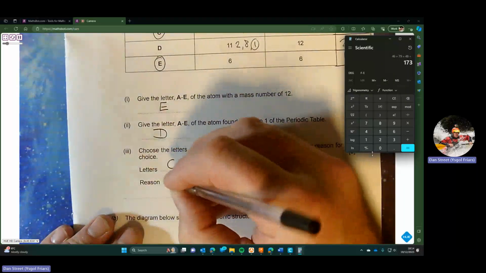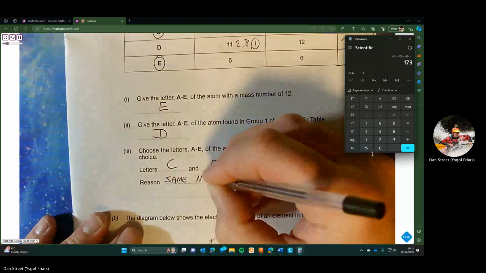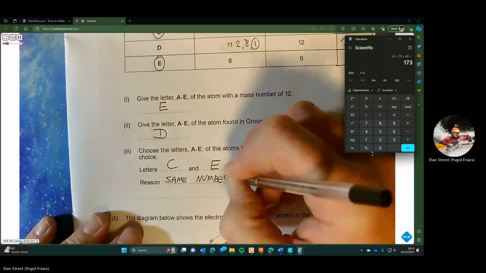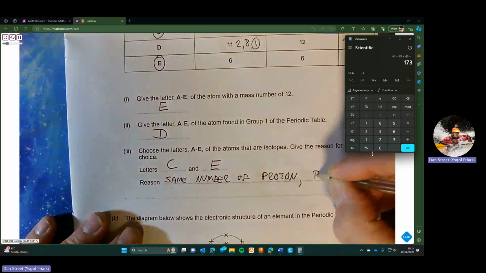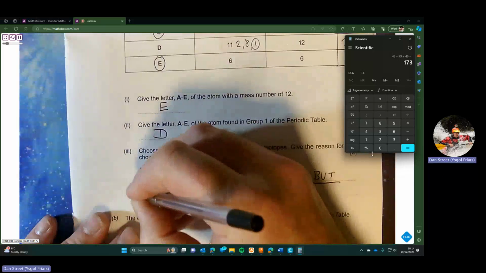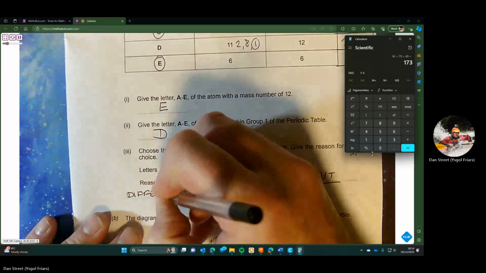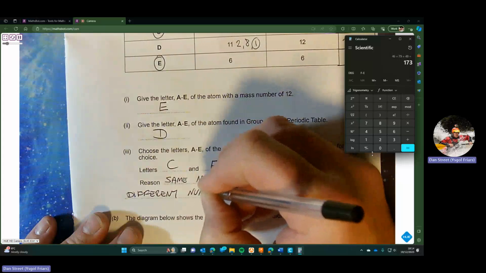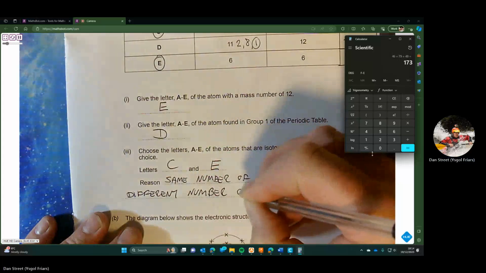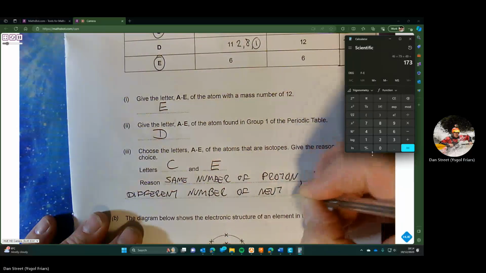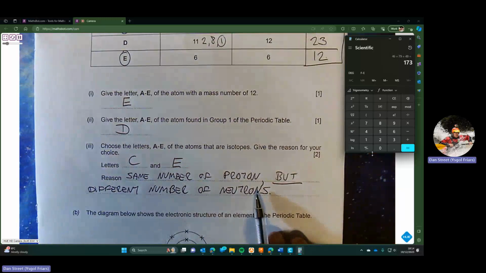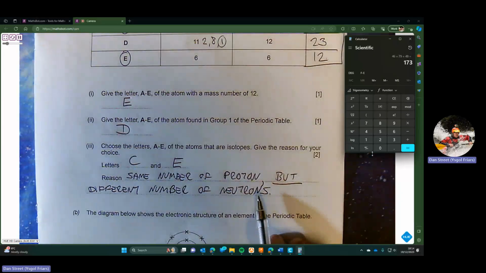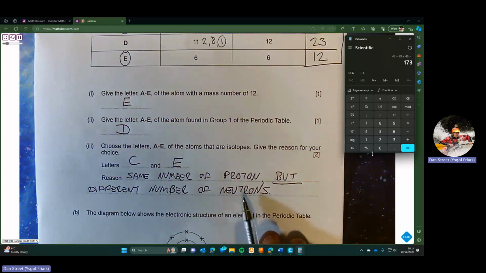Okay, and the reason is same number of protons, but different number of neutrons. Okay, and that's basically the definition of isotopes. They have the same element because they have the same number of protons, but they are different masses, and therefore we call them isotopes. Okay, next question.